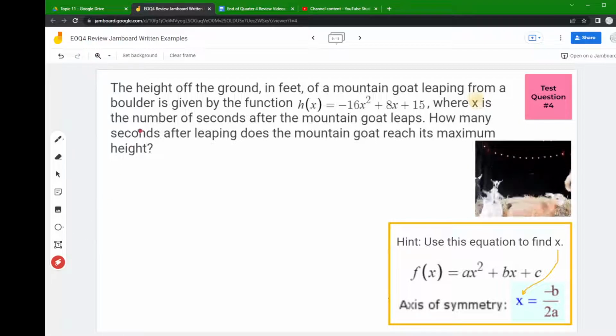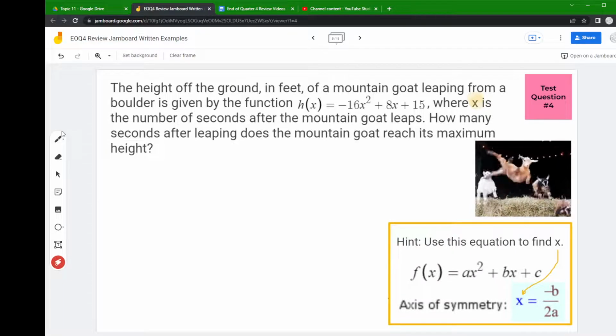All right, so reading through it, the height off the ground in feet of a mountain goat leaping from a boulder is given by this function. All right, so that's the equation. Looking at the equation, you can tell that's a 15-foot tall boulder. That's a big boulder. Sound like Eddie Murphy and Shrek. Anyway, where x is the number of seconds after the mountain goat leaps. So how many seconds after leaping does the mountain goat reach its maximum height?